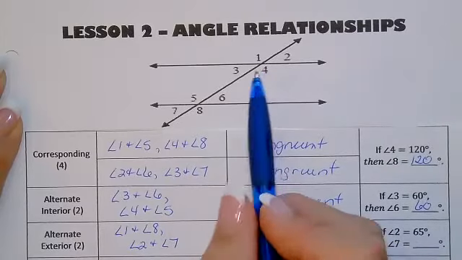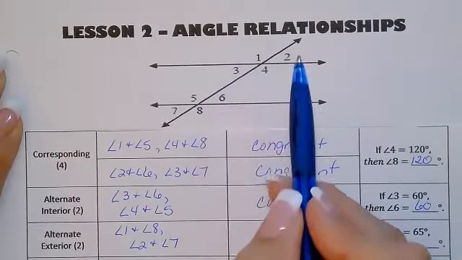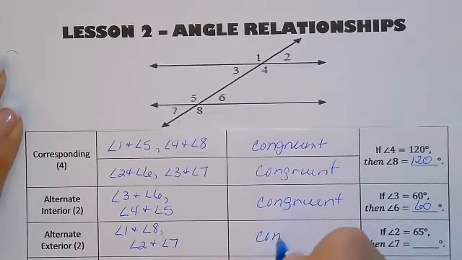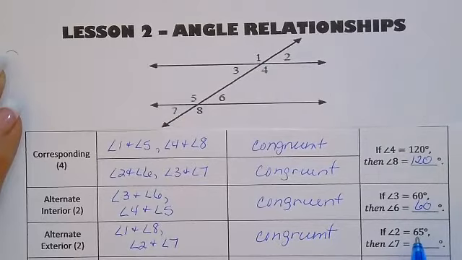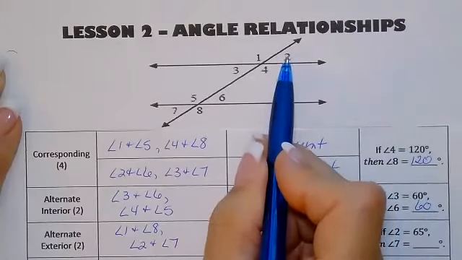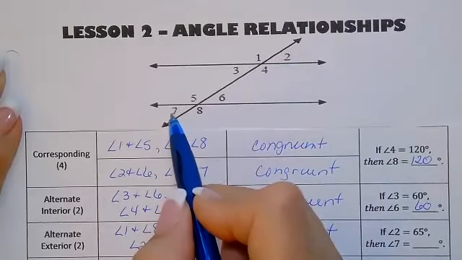Okay, let's look at the angle types. So 1 and 8 are both obtuse. 2 and 7 are both acute. So they are congruent. If angle 2 is 65 degrees, then angle 7 equals blank. So if this acute angle is 65 degrees, then this acute angle is also 65 degrees.